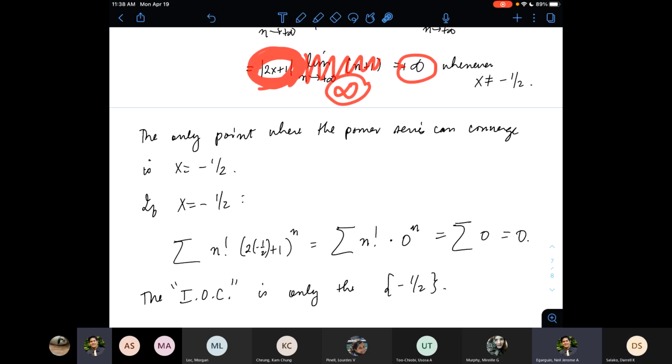this would be 0, right? When x is -1/2, 0 times infinity, it's indeterminate. Oh, actually, it won't be indeterminate because here this is an exact 0. When x is equal to -1/2, 2x plus 1 is exactly 0. And if you have an exact 0 times a large number, the product will still be 0, right?